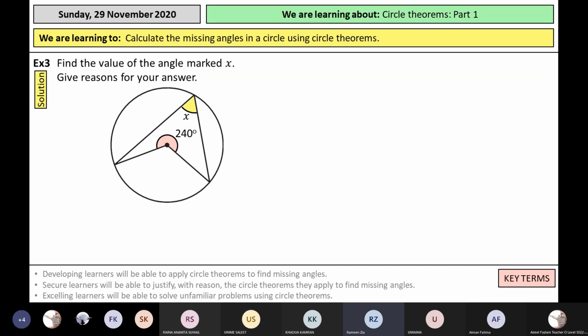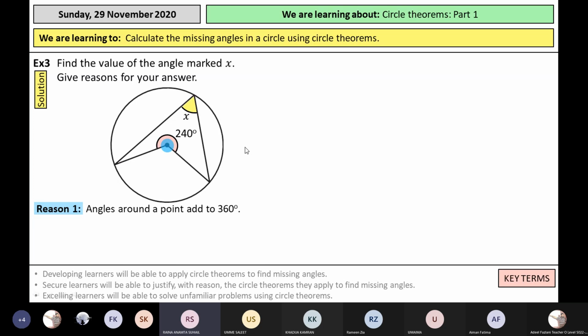Are you sure? 60? Yes, sir. No, no. 240 by 2. 60 degrees. X is equal to 60. Okay, what is the reason behind 60? We will do 360 minus 240. We will get the angle at the center, and then it is 2 times the one at the circumference, so we will divide it by 2.